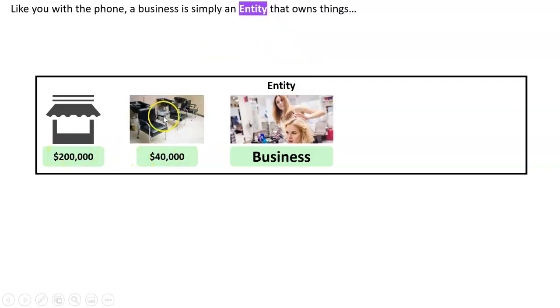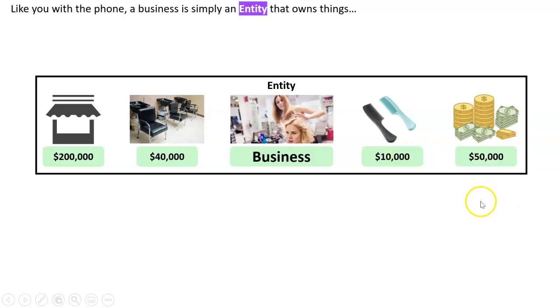Let's say it's got $40,000 of equipment, like all the chairs and the basins and so on. It's got $10,000 of combs and hair product and scissors and clippers and stuff. And she's got $50,000 in the bank. So you add all that up. What's that? 240 and 50. That's $300,000 of what we would call assets.